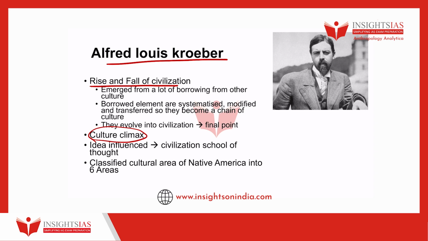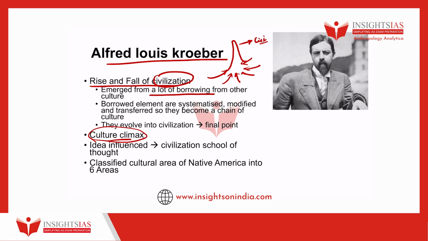As these borrowed elements started to merge with each other, they became somewhat like a chain of culture. As different cultures are carried forward, they all evolve into what is known as civilization, and thereby reach the final point, which he called culture climax. So what is civilization according to him? He says it emerged from a lot of borrowing from other cultures. So let's say a lot of culture starts to be borrowed at a place, and culture reaches its highest level. This is where civilization comes into being.